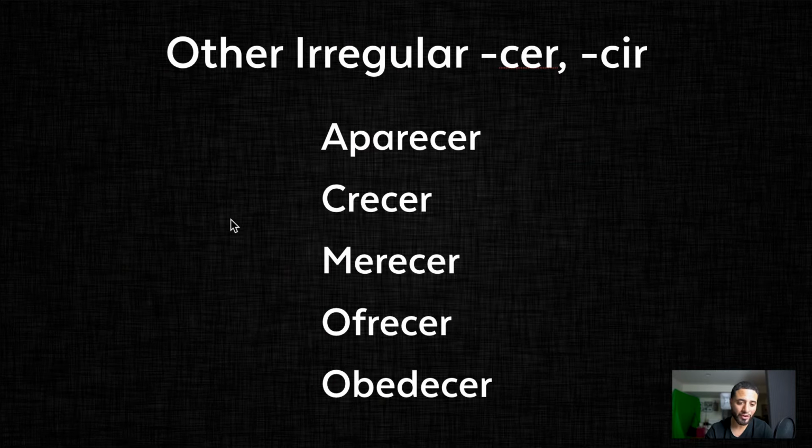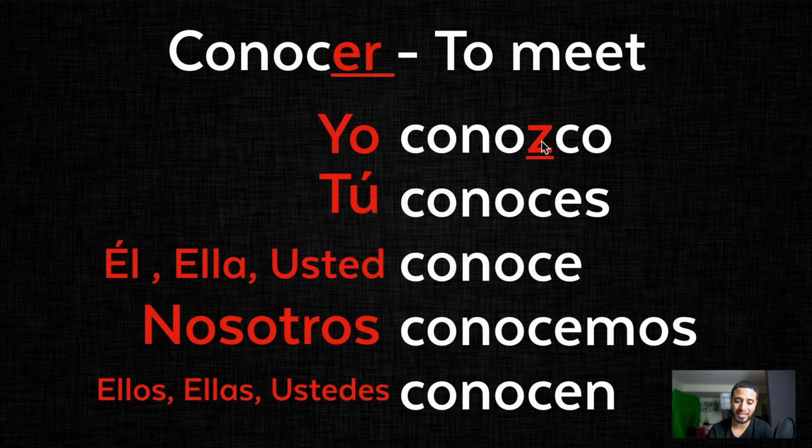All right, now other irregular CER and CIR verb endings are aparecer, crecer, merecer, ofrecer, obedecer. Now all these have the Z in them as well. Aparezco, crezco, merezco, ofrezco, obedezco. So they all have similar to these where the yo form changes.